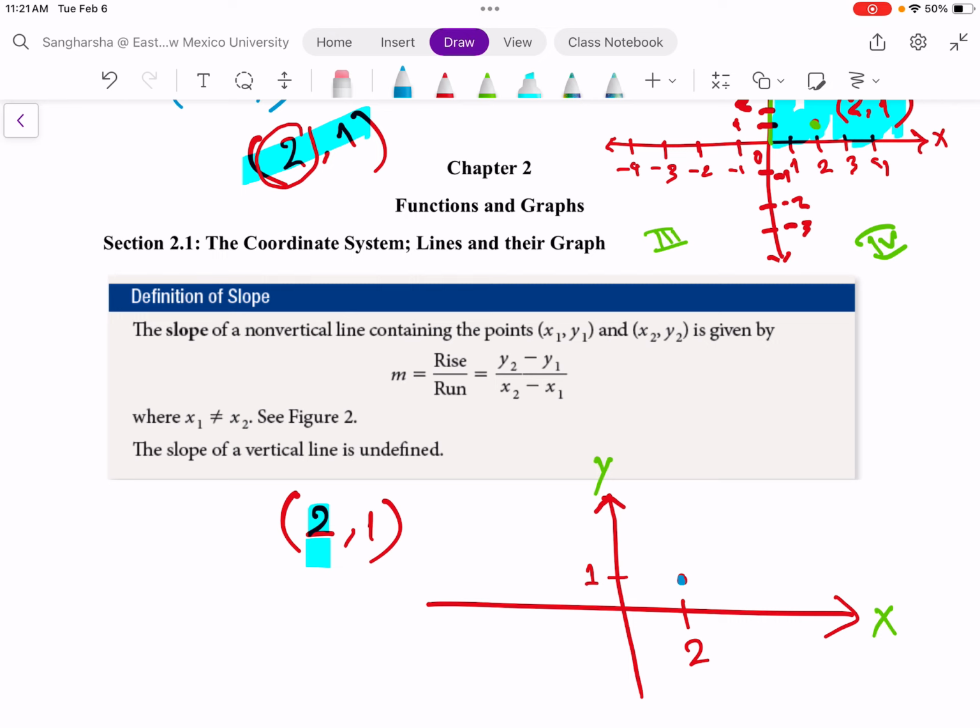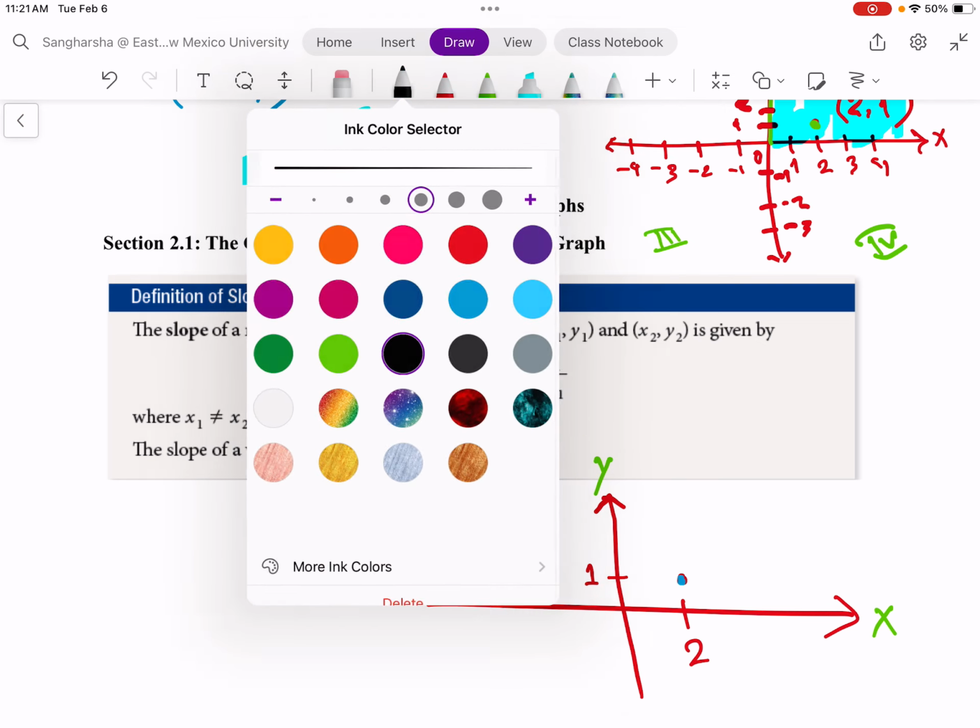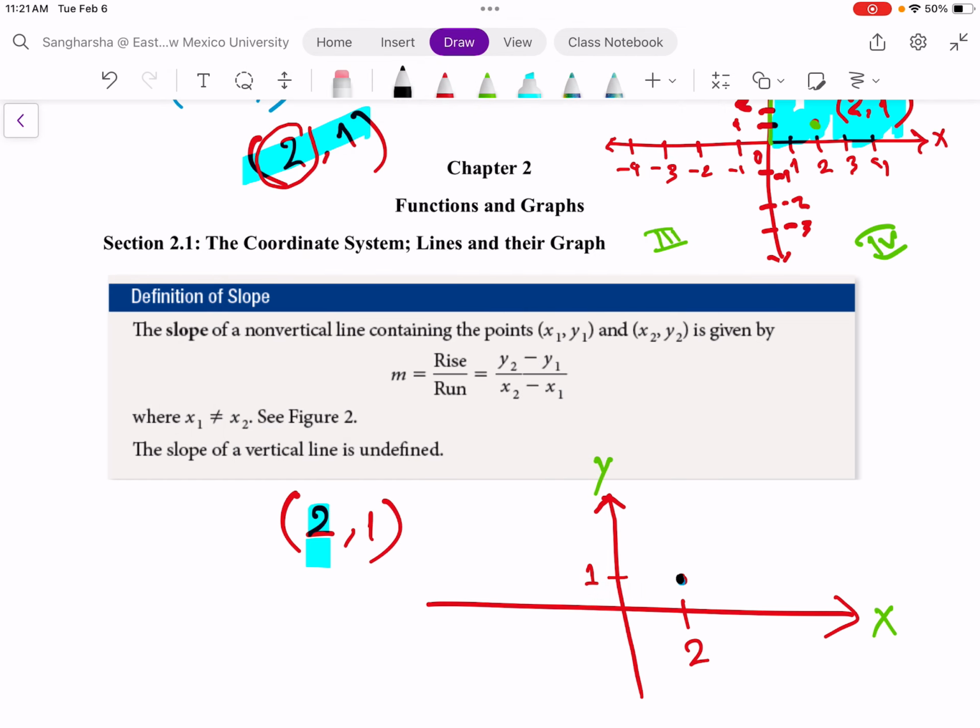Now what is the y coordinate of the same point? The y coordinate is 1, right? And what is the distance of this point from the x-axis? The distance of this point from the x-axis is also 1. The y coordinate is also 1. It means the y coordinate gives us the distance of a point from the x-axis. The x coordinate gives us the distance of a point from the y-axis, and the y coordinate gives us the distance of a point from the x-axis.